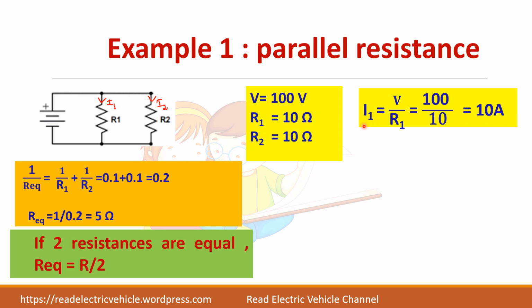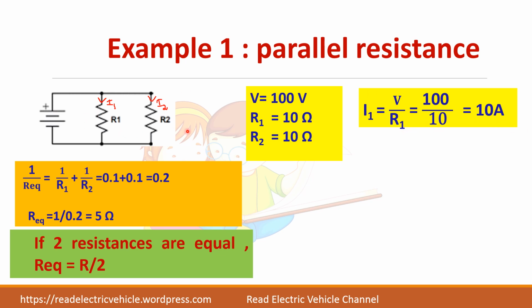So what is I1? That is equal to V by R. Always remember Ohm's law. It will be valid. I1 equal to V divided by R1. So total voltage is 100. R1 is 10. So it is 10 amps.